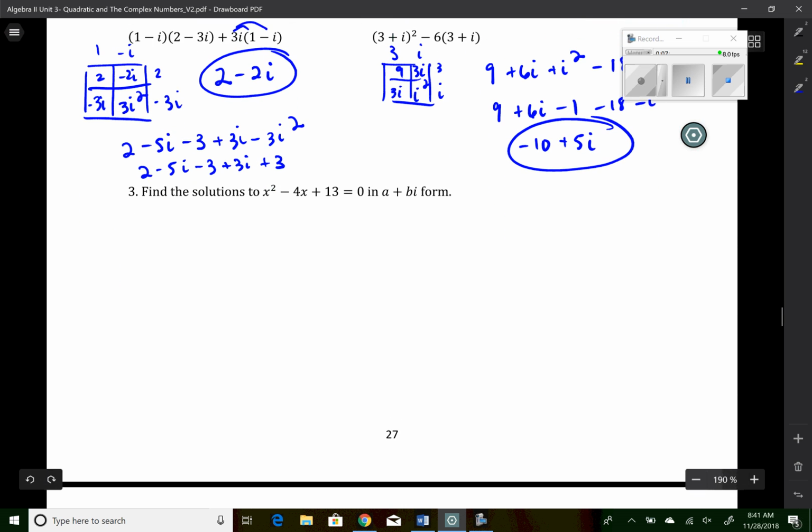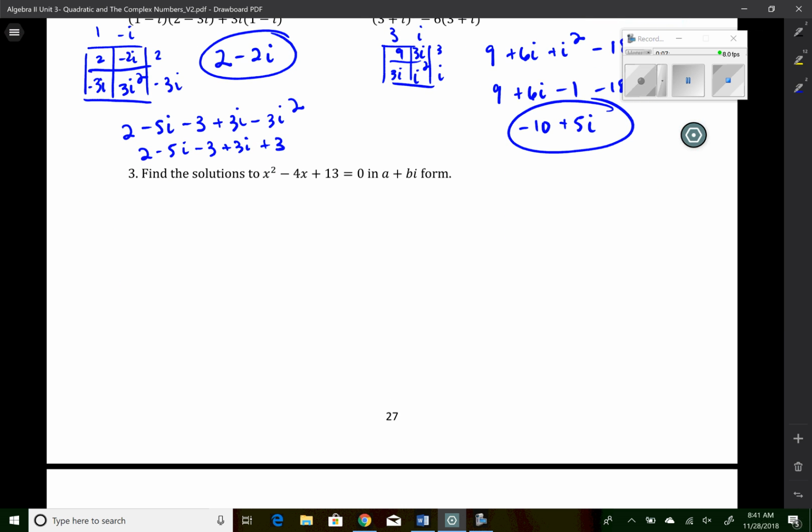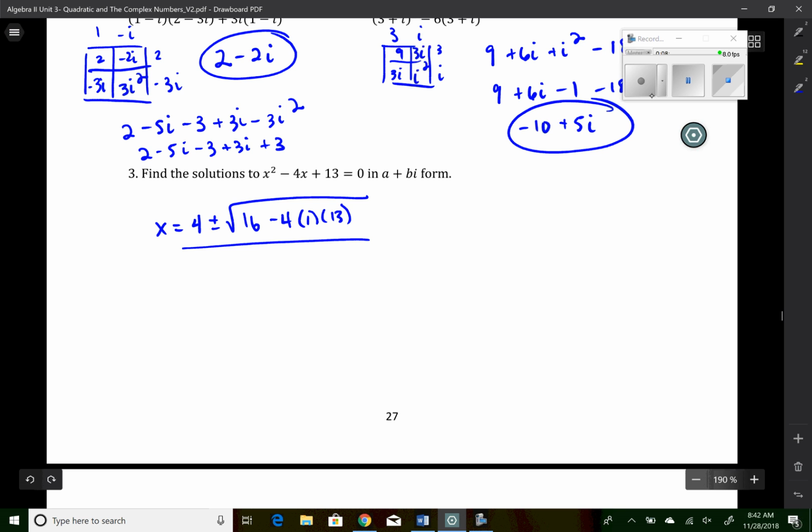Number 3, finding the solutions to this in a plus bi form. This is always on the Regents exam, using the quadratic formula and getting a complex solution. So we are going to plug into the quadratic formula. So we have x equals the opposite of b, so positive 4 plus or minus the square root of negative 4 squared, which we know is 16, minus 4 times 1 times 13, all divided by 2 times 1, which is just 2.